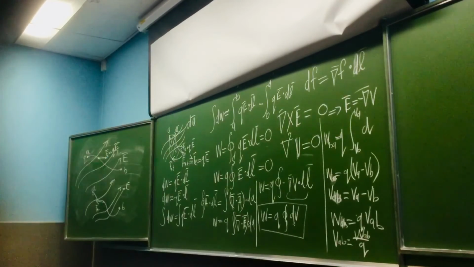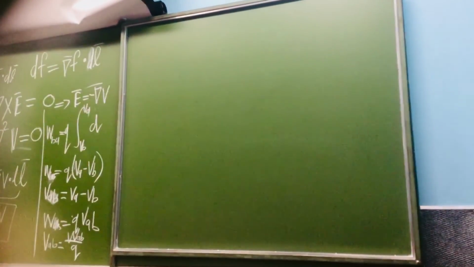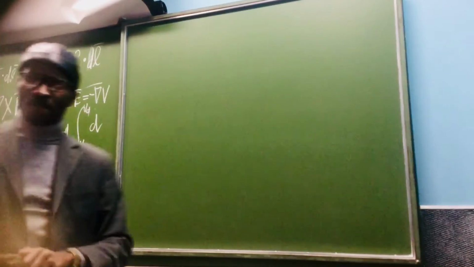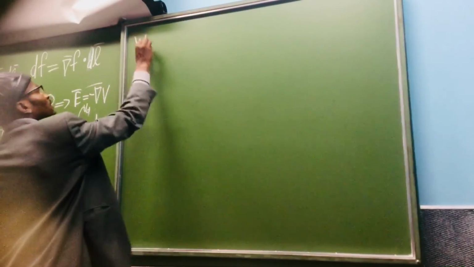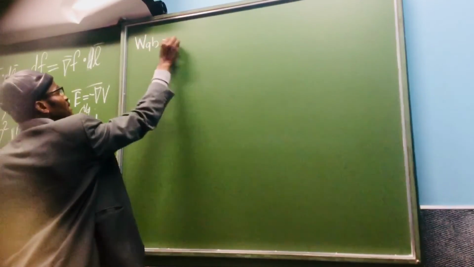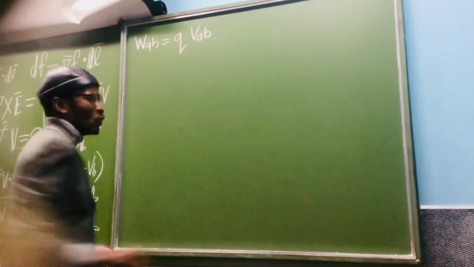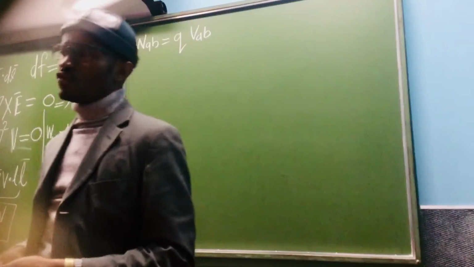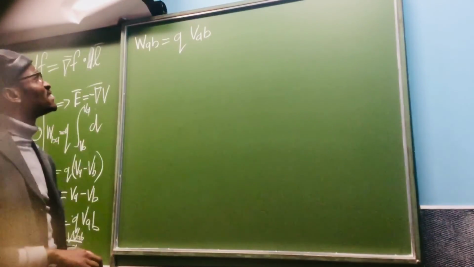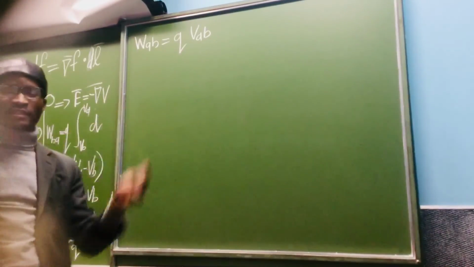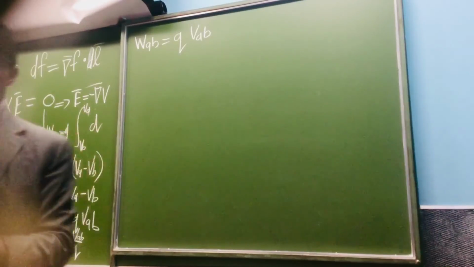Allow me to put you to this board here, which is closer. All right. So now, we find indeed that the work done from A to B is equal to Q VAB. We understand that is the case. But then we want to express this in terms of the electric field. We want to express the potential difference in terms of the electric field.